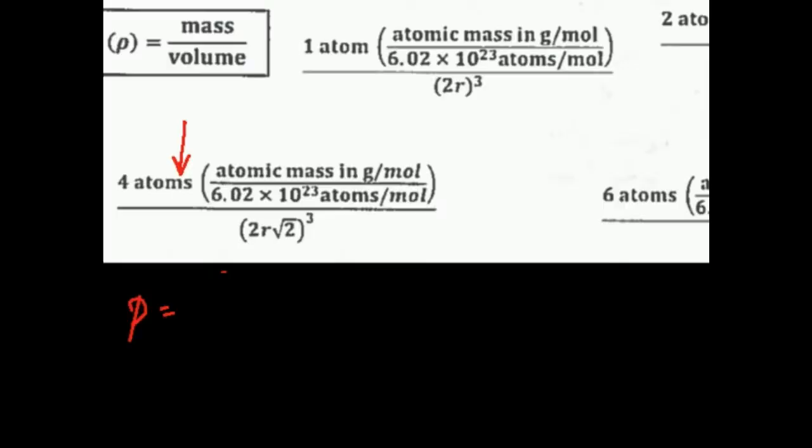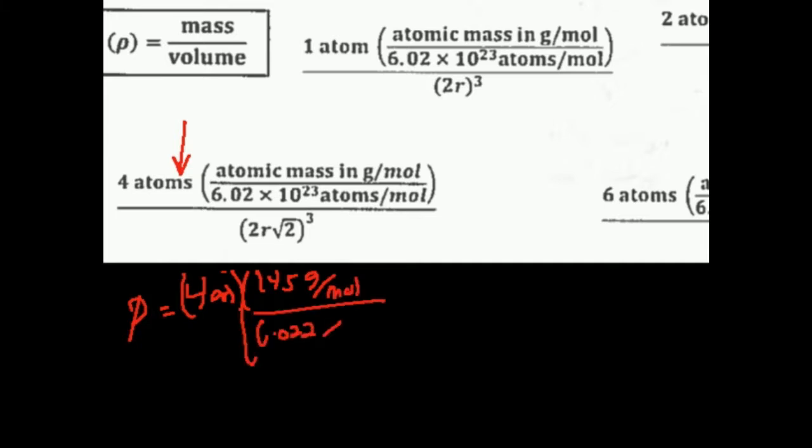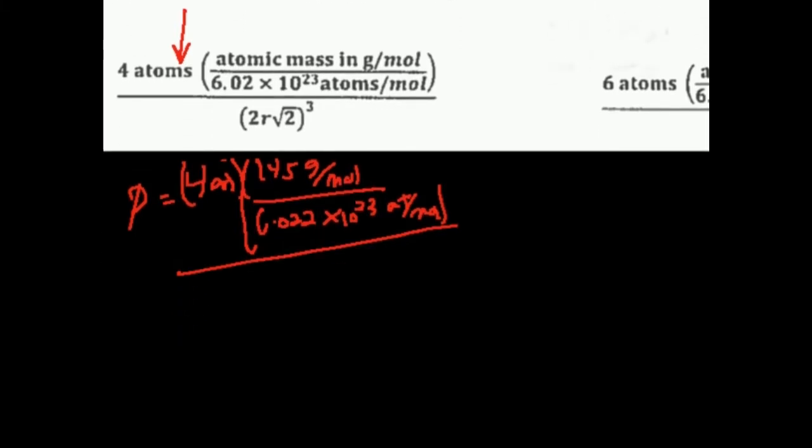All right. So the density is 4 atoms, because it's face-centered, times the atomic mass, which is 145 grams per mole, divided by 6.022 times 10 to the 23rd atoms per mole, okay? All divided by, remember how I was able to distribute this exponent over, because we have a 2 to the 3 halves here with a cubed exponent, it's going to be 2 to the 9 halves, and then that's going to be times the radius cubed, all right?